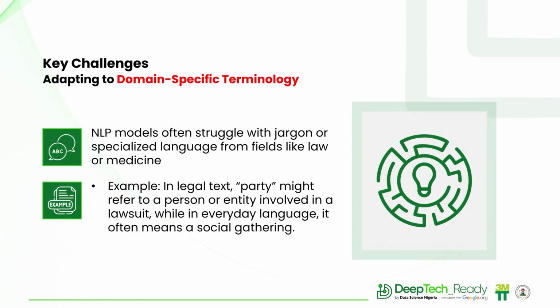Another challenge in machine translation is adapting to domain-specific terminology. Different fields such as law, medicine, and technology have specialized vocabularies that require precise handling. For example, in legal documents, the word party refers to a person or an entity involved in a lawsuit. However, in everyday conversation, the word party typically means a social event. A general translation model might fail to recognize this difference, leading to inaccurate translations.